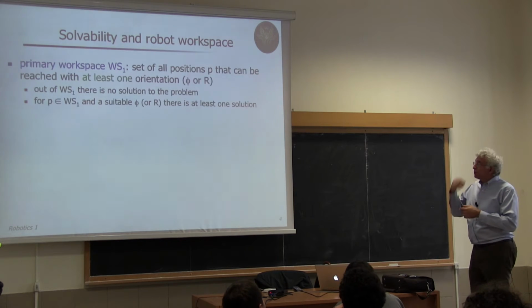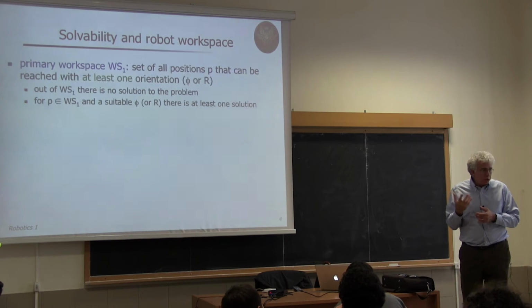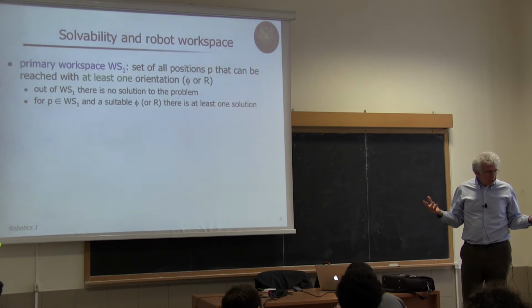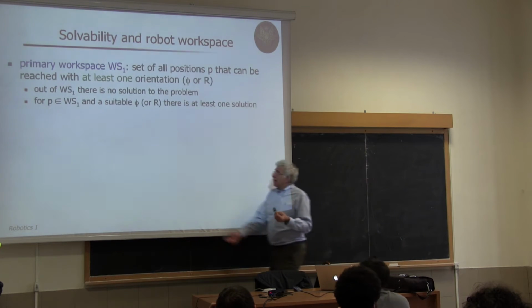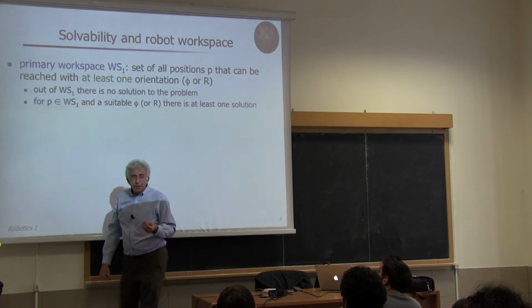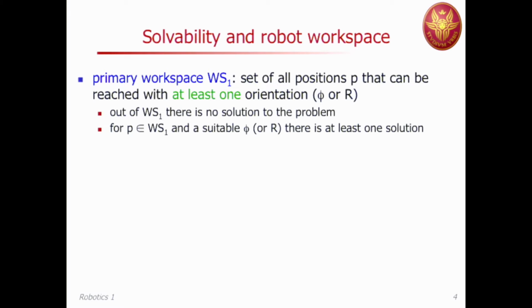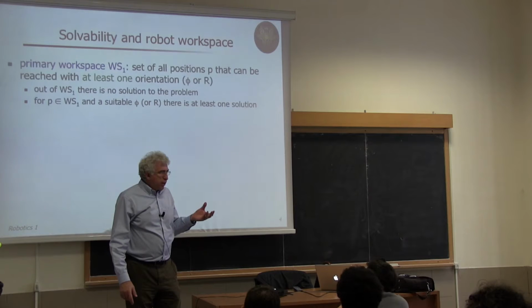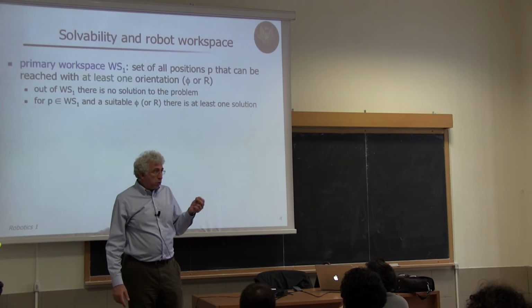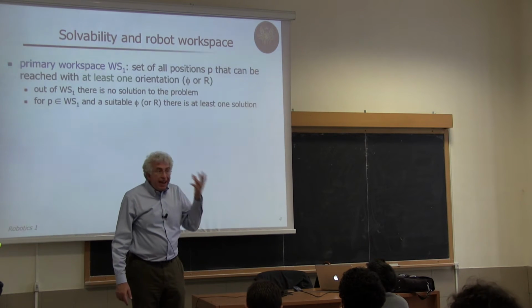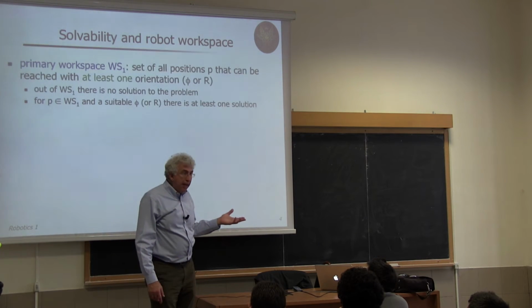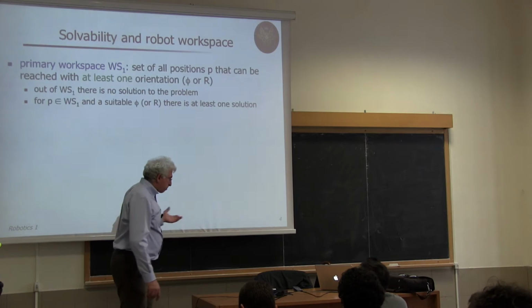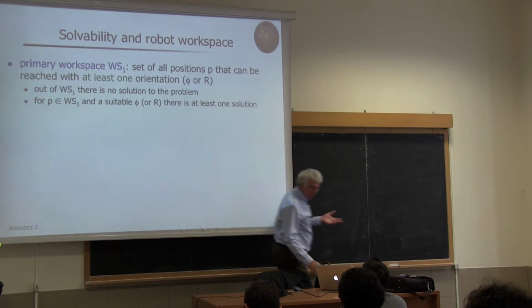Of course, if I give you a point P, which is outside the primary workspace, there will be no solution to the inverse kinematic problem at all. If I give you a point inside the primary workspace, then there may or may not be a solution depending on which orientation I would like to have. Not all points inside the primary workspace can be reached with any orientation of those that the robot can realize. And we will make a couple of examples later on.